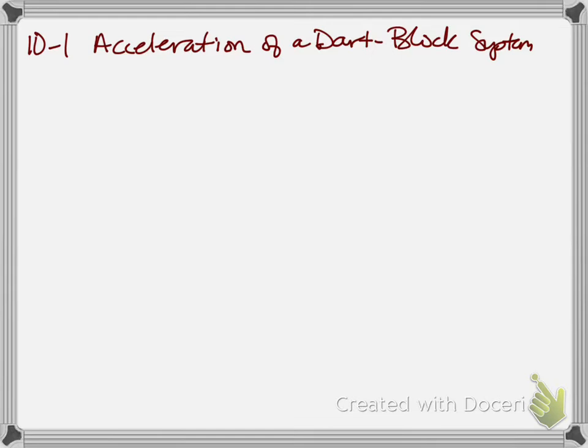Great, so part A says indicate which object, the dart or the block, if either, experiences an impulse of larger magnitude during the collision. So remember that impulse is equal to F times delta t, which is equal to m times delta v. So there's two ways you could argue this. The answer is they experience the same impulse.